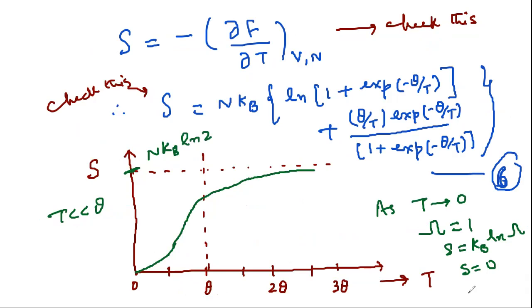Then these two limiting cases, when temperature is low and temperature is high, you should get S equal to 0 for low temperature when T approaches 0 from equation 6, and when T is very large compared to characteristic temperature theta, you should get S as n kB ln 2. So this is all for today.